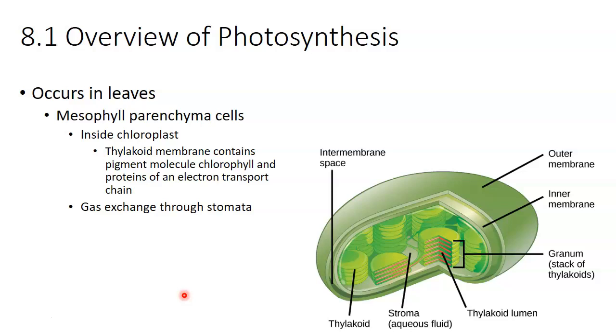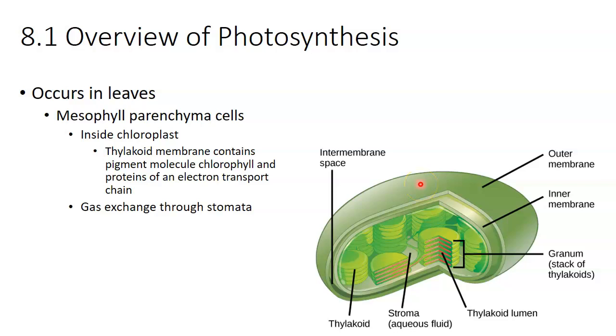If we take a look inside of a leaf, the middle layer of cells sandwiched in between the epidermis is going to be called the mesophyll parenchyma cells. And again, in lab this week, you'll take a nice peek at that. Inside of these parenchyma cells, these mesophyll cells in the middle, you are going to find chloroplasts. And so this is what a chloroplast looks like here in this image.